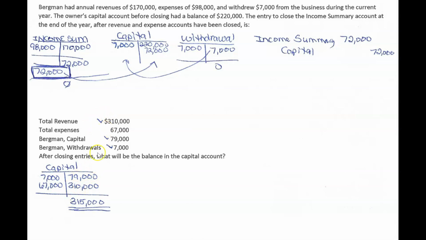Then you close out your expenses. Expenses have a debit balance, so you will credit the expenses and you will debit the capital account, $67,000. And then don't forget the withdrawals. The withdrawals have a debit balance, so to close them out, you credit withdrawals $7,000 and debit the capital account $7,000. The new balance of your capital account after your closing entries is $315,000.